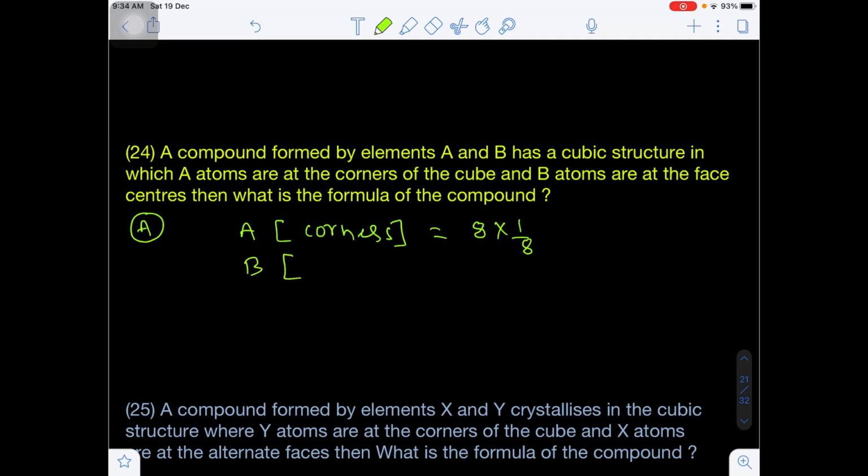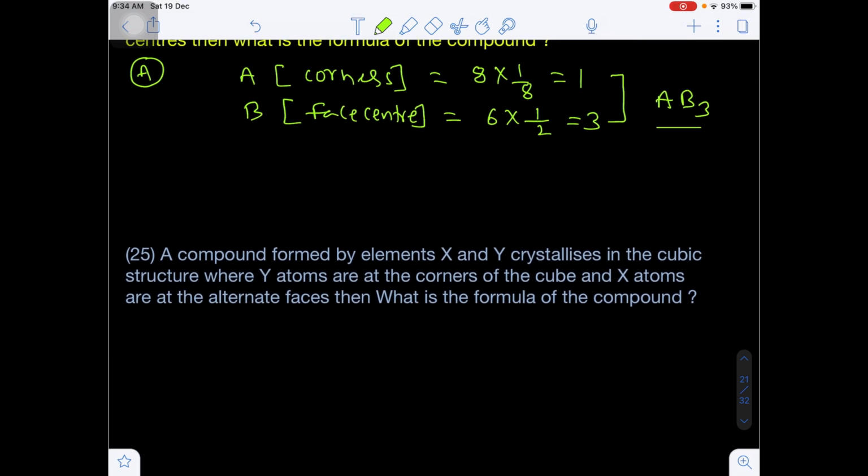And what about the atom B? Atom B are located at the face center. Atom B will be located where? Face center. When atom B is located at face center, there are 6 faces. Into contribution will be 1 by 2. So number of particles of A is 1 and number of particles of B will be 3. So the empirical formula will be 1:3. That will be AB3. AB3 is the empirical formula of the crystal solid.